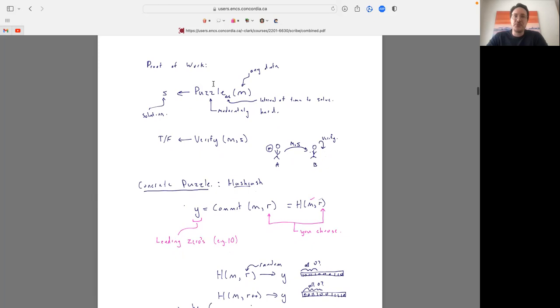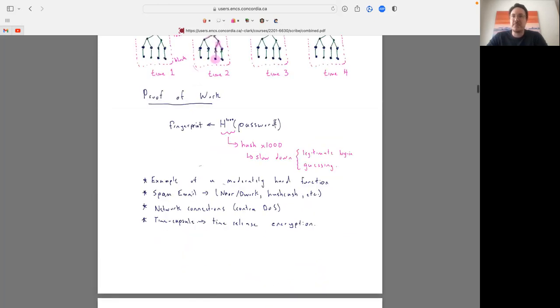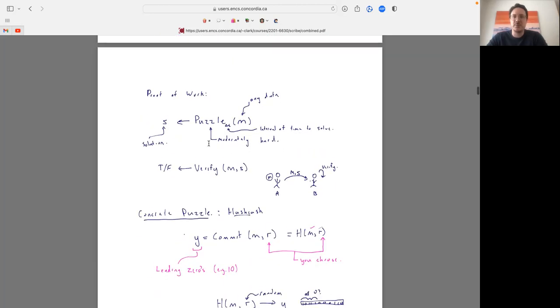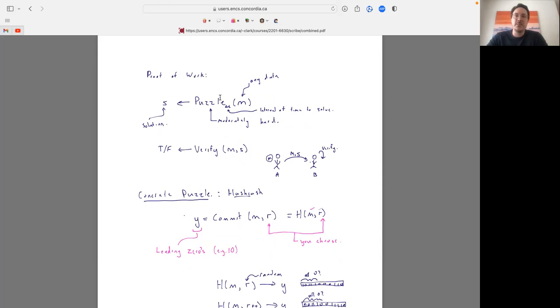Okay, so proof of work is a very simple kind of puzzle. You can think of it as this sort of hash 1,000 password. The actual puzzle that will be used in Bitcoin is slightly different. But the puzzle just takes in a time parameter and a message, and it spits out a solution. And the idea would be if I change the message, then the solution would be different. So every different input has a different solution.